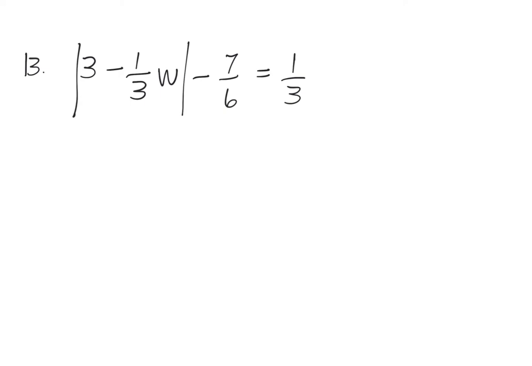But before I do the positive and negative version of what I set it equal to, I want to again make sure that this absolute value is completely by itself, isolated on one side. So right now it has a minus 7/6 on that same side, on that left side of the equal sign. So let's move that. And the 1/3 plus 7/6.